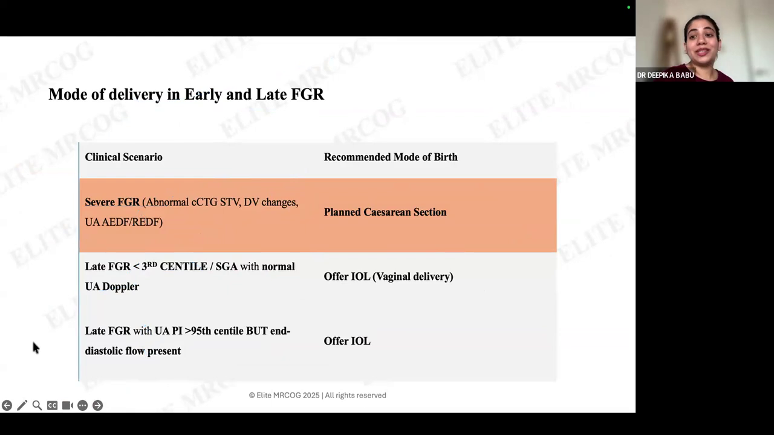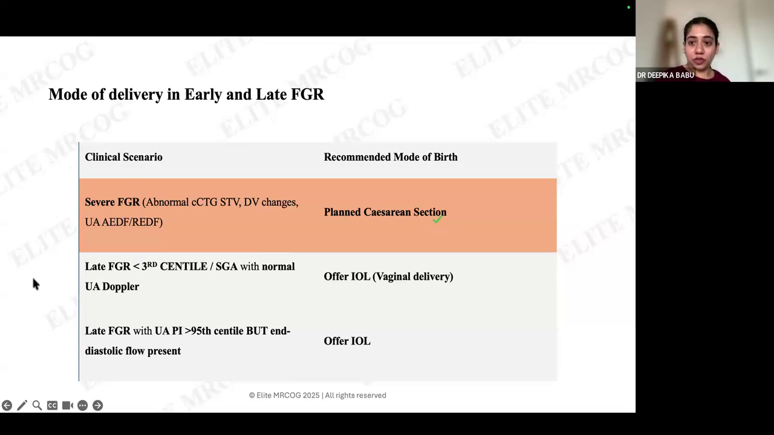If you see absent end diastolic flow or reversed end diastolic flow in your umbilical artery, that means the end diastolic flows are not there, absent. And if abnormal computerized CTG or abnormal short-term variation or ductus venosus changes are there, then deliver them by planned cesarean section. Otherwise, you can induce them, be it late onset FGR, less than third centile, between 37 to 37 plus 6, or SGA with a normal Doppler, that is between 39 to 39 plus 6, go for induction of labor.